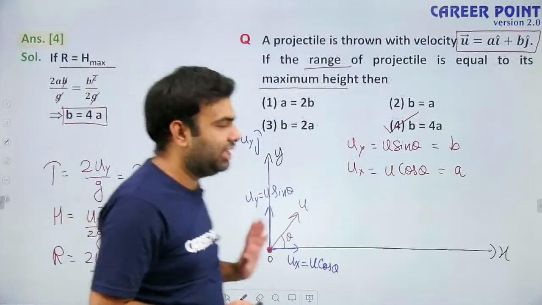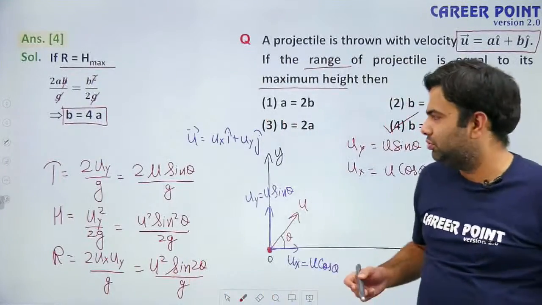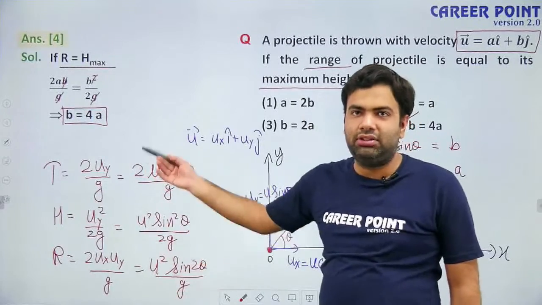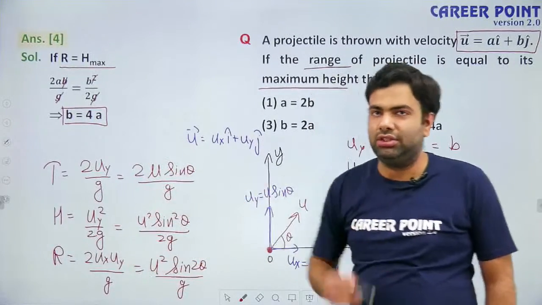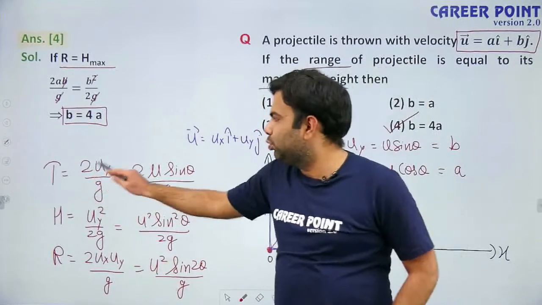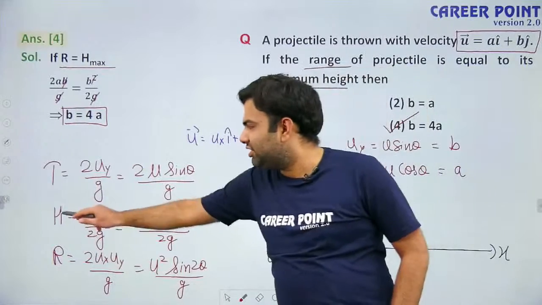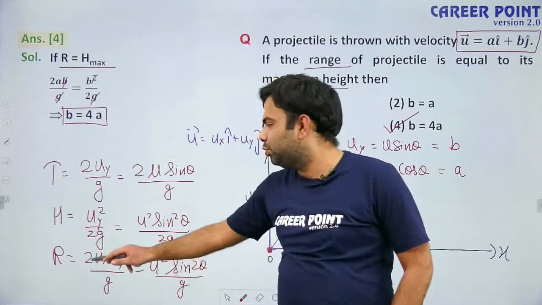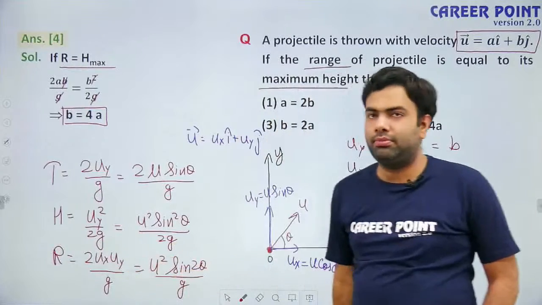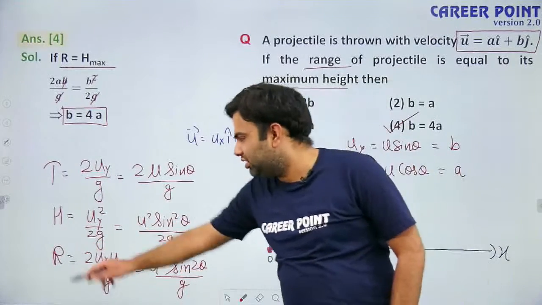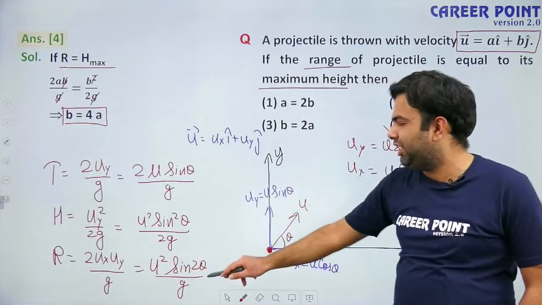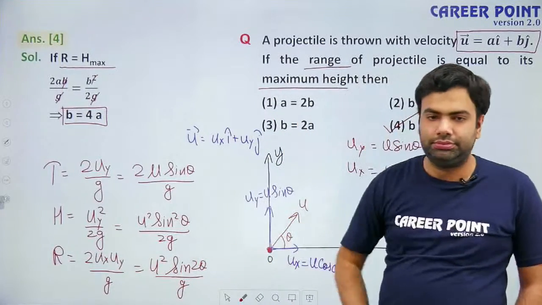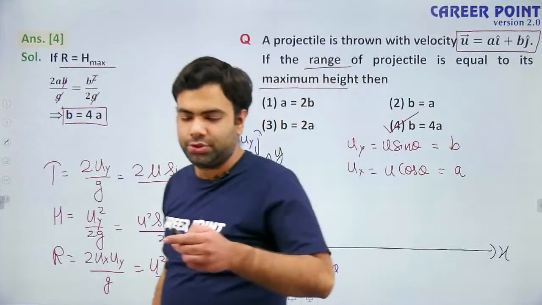See, before attempting the next question, I suggest you write down these formulas on your paper so that you can use them directly. T is 2 uy by g, h is uy square by 2g, and R is 2 ux uy by g. Okay. Also, range is equal to u squared sin 2 theta by g, because 2 cos theta sin theta is sin 2 theta. Okay. Ready for the next question?